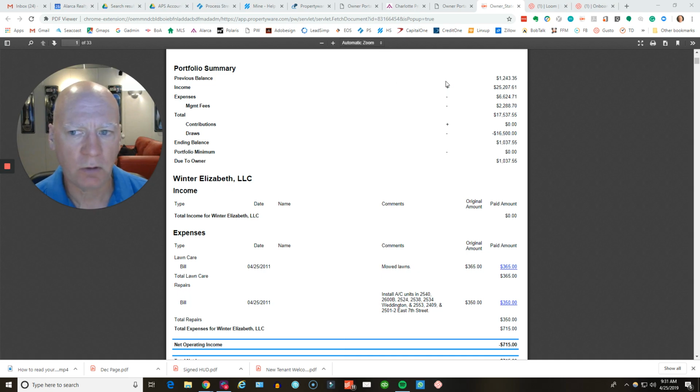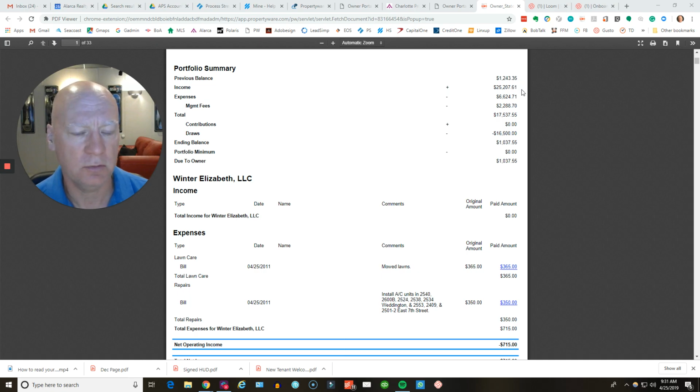So, right at the top is the previous balance. This would be an unusual circumstance, but it's if there was any balance left from the previous month that was not distributed at month end. Again, this is rare unless you're in a turnover or if the home's currently on the market, then there will be funds in that account.